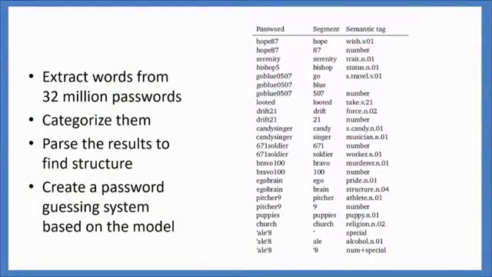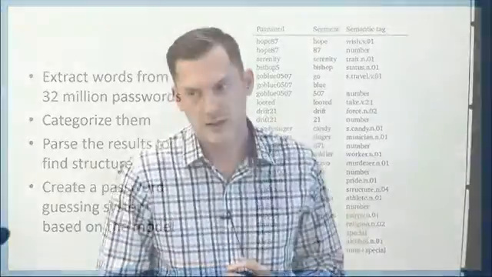In the work I'm talking about now, we looked at a data set of 32 million passwords from a particular website. We have more data now as we continue to gather it, so we've got a bigger sample. One of the threats to the validity of this work is that we don't know a lot about the actual users. We don't know where they were or what language they spoke or any of those things. This is an English-speaking website, so we can assume at least most of the people were English-speaking.